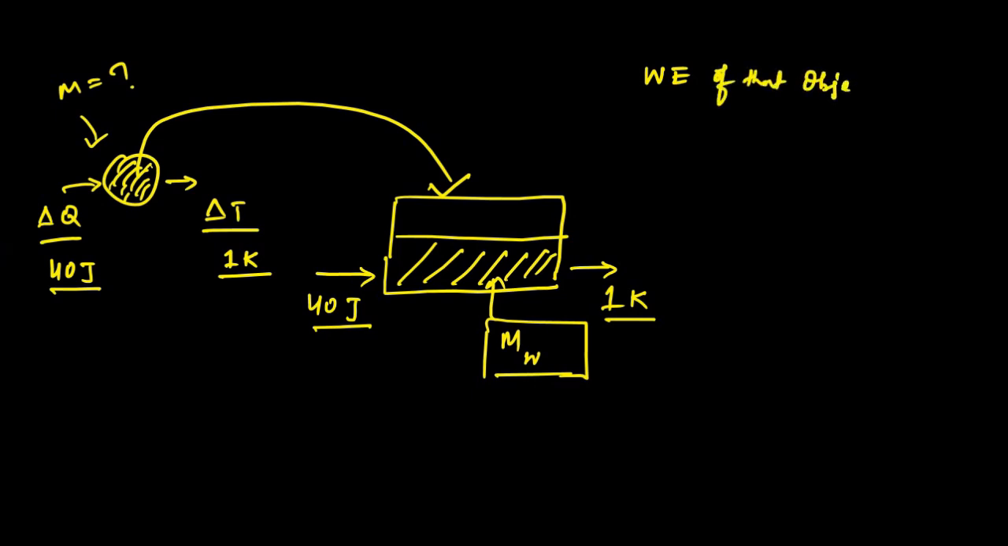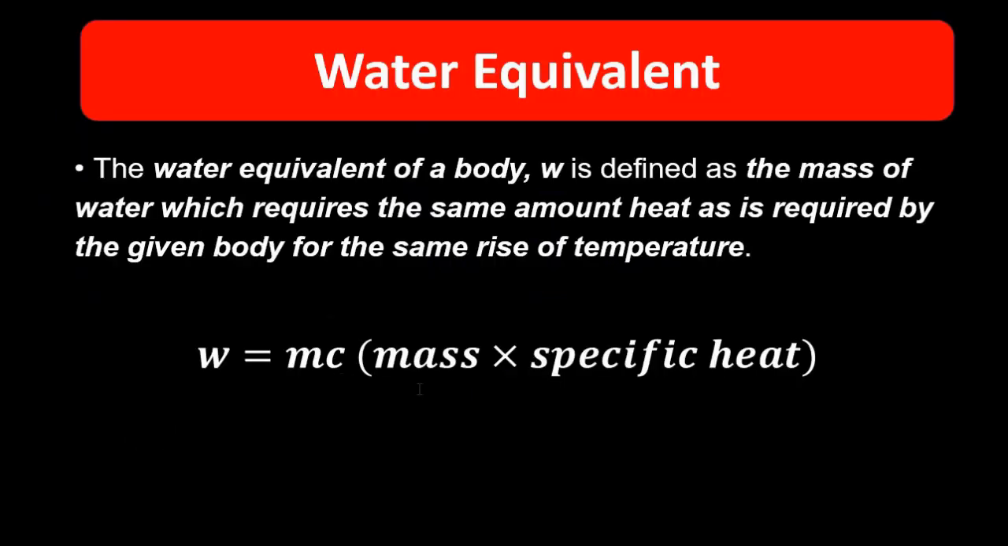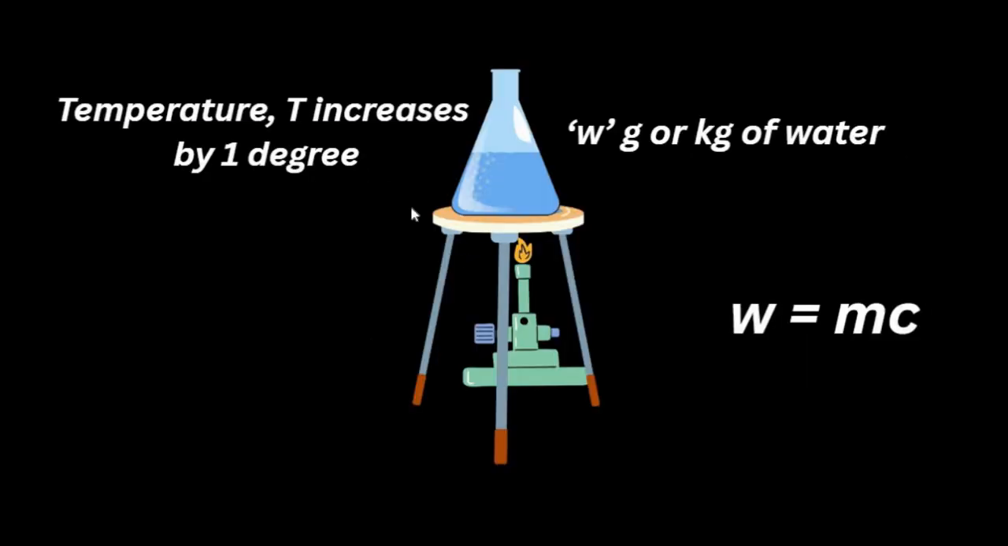So we want to find out an equivalent mass of water for which the heat supplied and temperature change are the same as for the unknown object. Known mass of water for unknown mass of object. So water equivalent is basically mass into specific heat, the mass and specific heat of water. So if, let's say, W grams or kg of water is there and the temperature increases by 1 degree, the water equivalent is the mass of water multiplied with the specific heat of water.